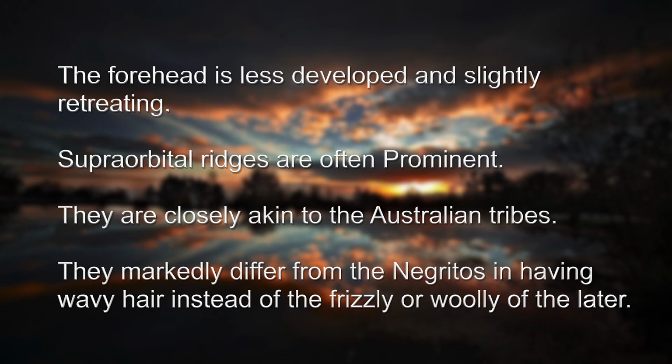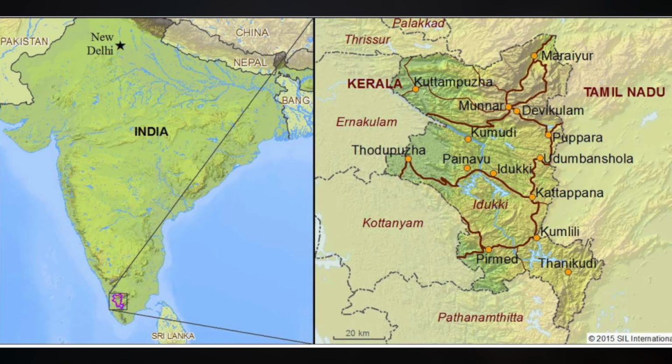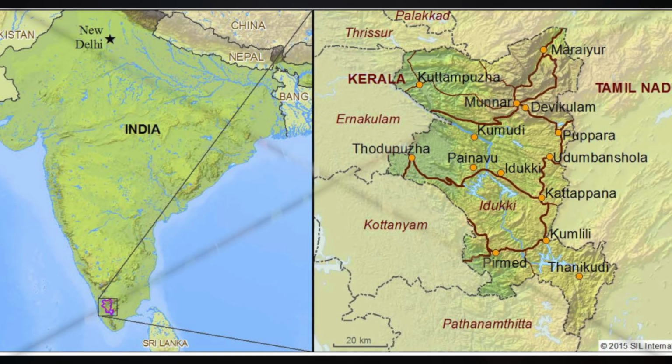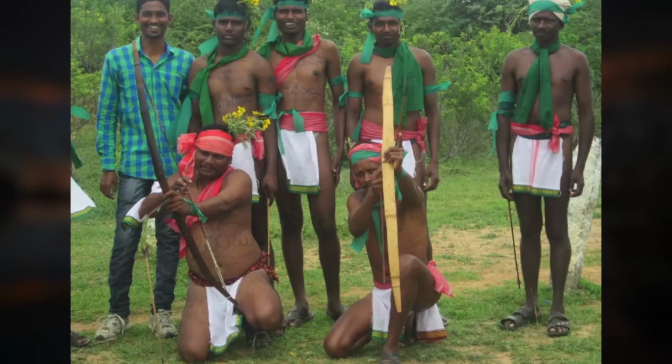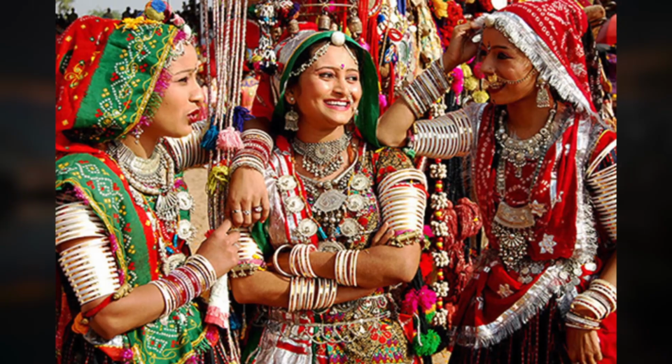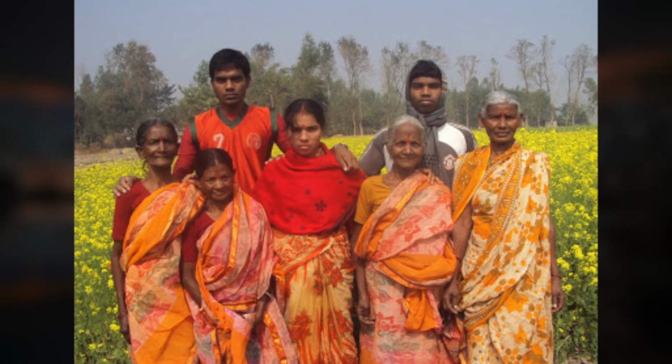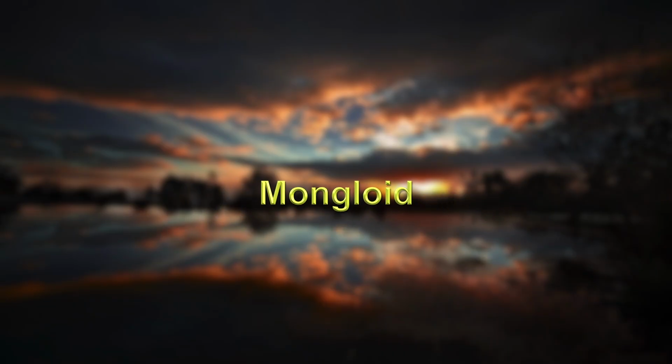They markedly differ from the Negritos in having wavy hair instead of the frizzly or woolly hair of the latter. This element is found in the Pulayan women of Travancore, Urali, Baiga, etc. Tribes like the Malé Chenchu, Kanikar, Kond, Bhil, Santal, Oraon belong to this group. Coming to the third one, the Mongoloid. The Mongoloids are distinguished by scanty growth of hair on body and face, obliquely set eyes showing epicanthic fold, flat face with prominent cheekbones and straight hair.